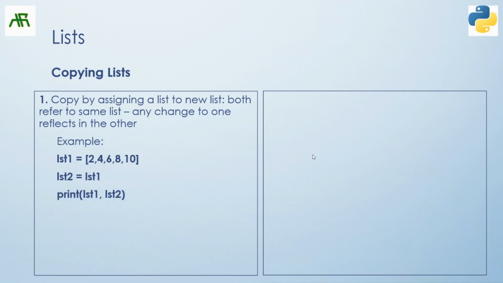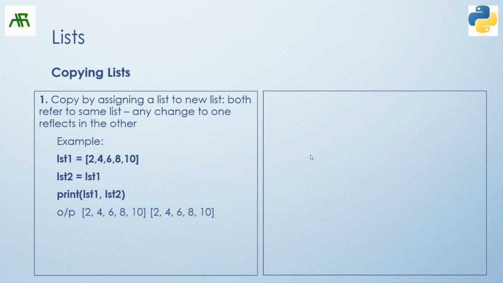Here is an example. I have a list of even numbers from 2 to 10, and I'm assigning list 1 to list 2 as a new list. I'm not giving values to list 2 directly. I'm assigning list 1 to list 2. And if I print list 1 and list 2, I'm going to get the same elements in both. And if you print the IDs, the ID will be a single one for both of them.